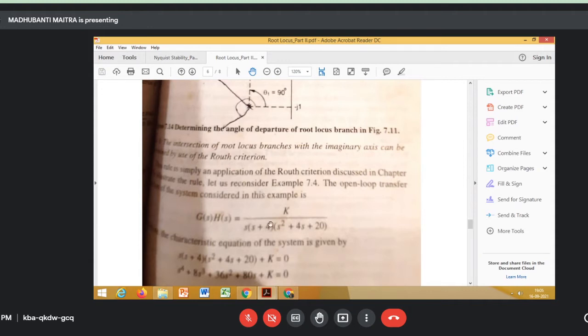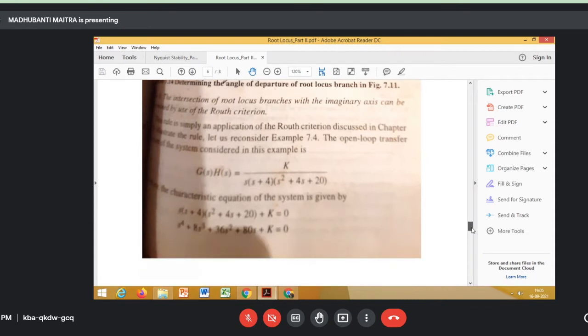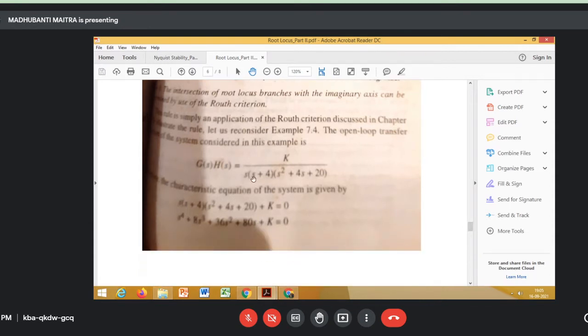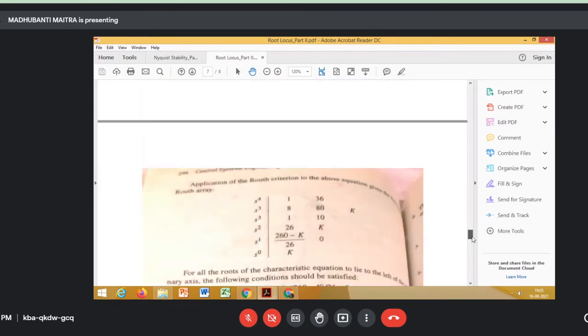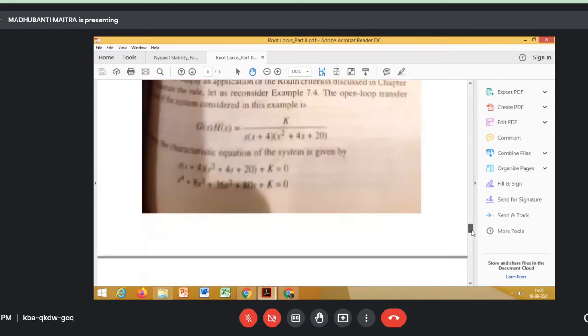So suppose this is the given open loop transfer function: G(s)H(s) is K by s(s plus 4)(s square plus 4s plus 20). Okay. So from this we can form the characteristic equation. The characteristic equation will be s(s plus 4)(s square plus 4s plus 20) plus K. So this is our characteristic equation. Now we can apply Routh's stability criterion like this. As you can see, what are the coefficients? s to the power 4 plus 8 s cube plus 36 s square plus 80s plus K.